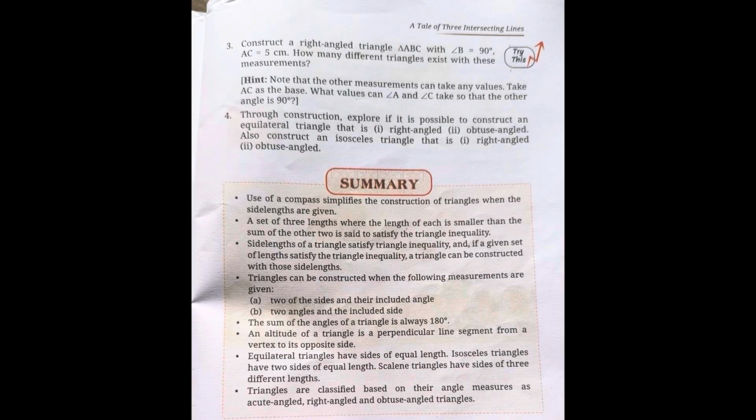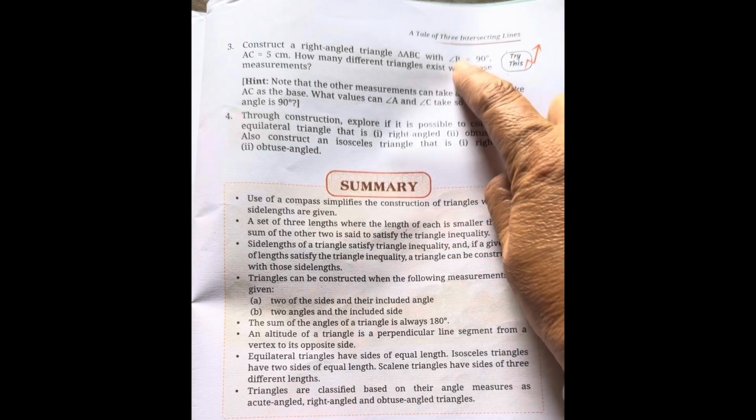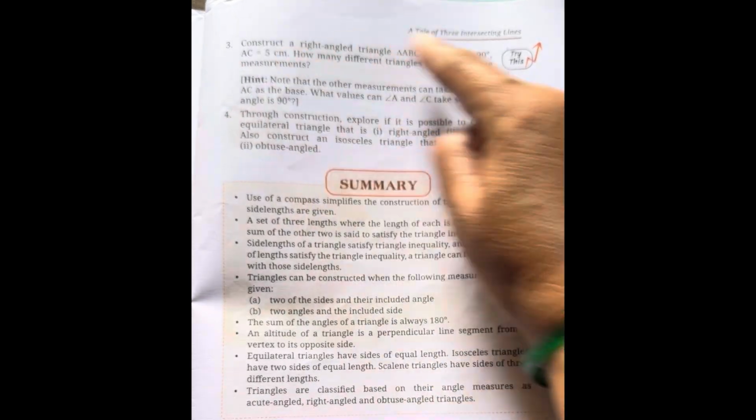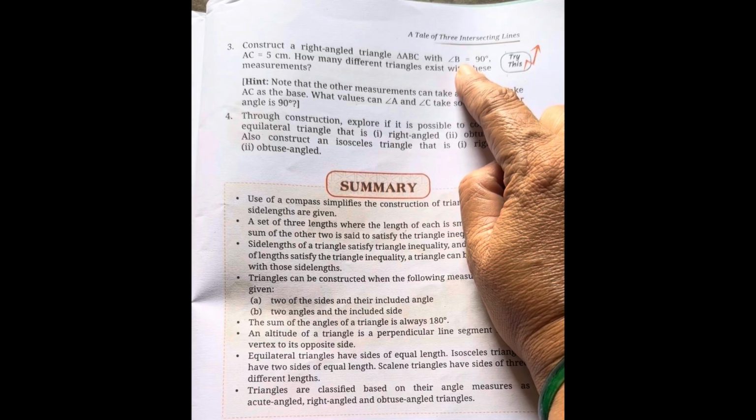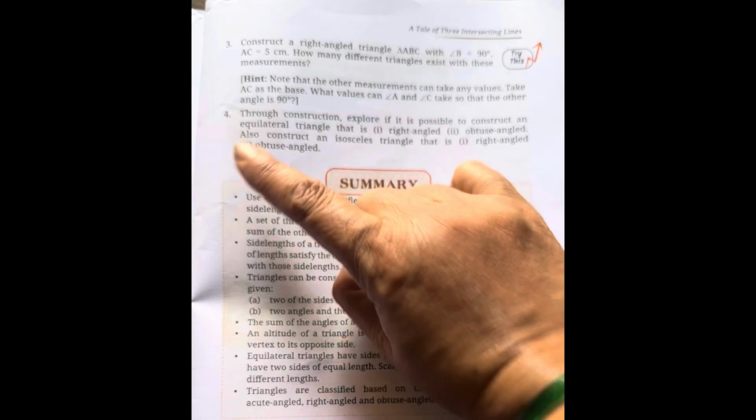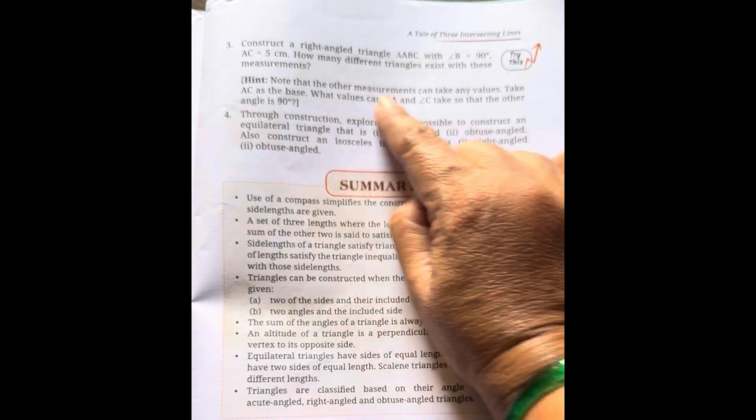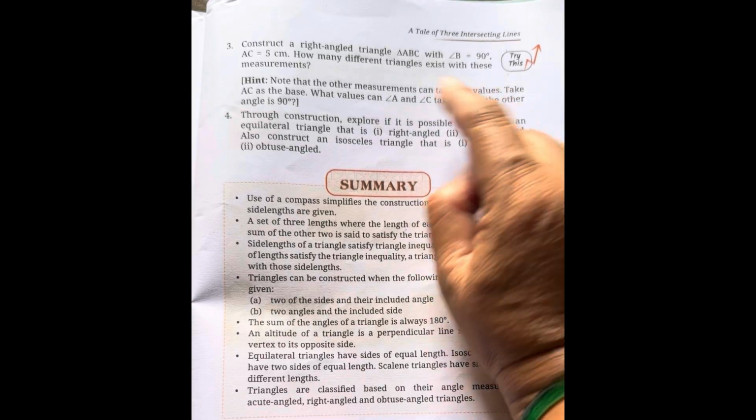Question number 3. Construct a right angle triangle ABC with angle B 90 degree and AC as 5 centimeter. How many different triangles exist with these measurements? Right? So we have only one angle and one side length. That too, where the side length is AC and angle 90 degrees at B. They have also given a hint. Note that the other measurements can take any values.